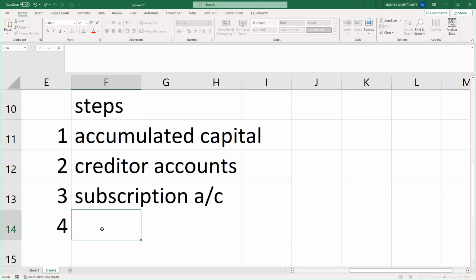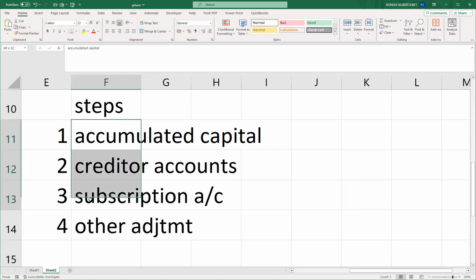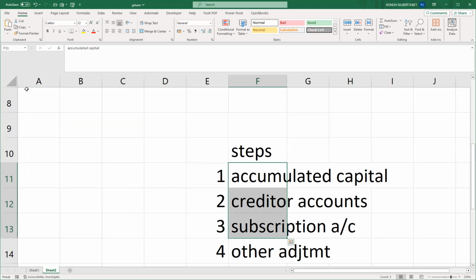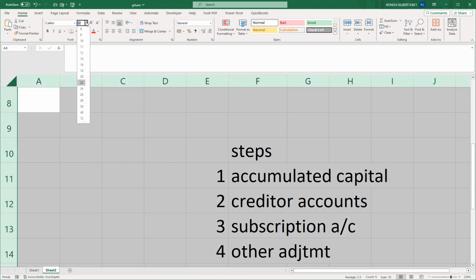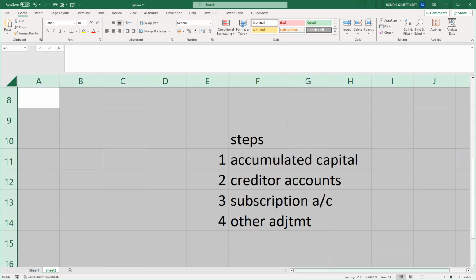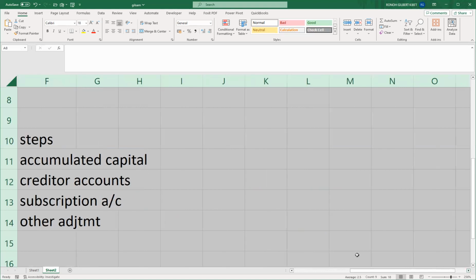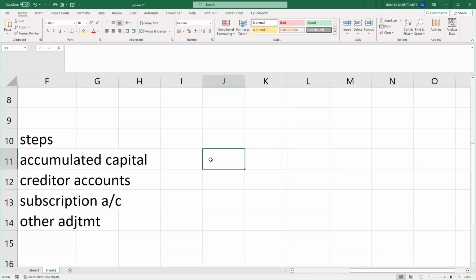So we call it other adjustments. Whenever you are doing this question, you must remember at least three steps. So let's go to the question. We go as per the steps so that you will not miss any step. We can start by looking at a trial balance.